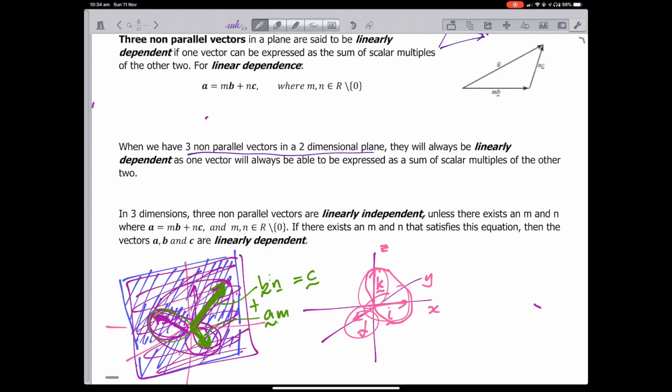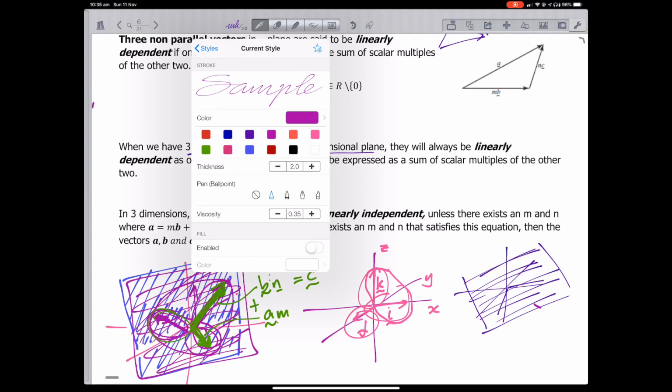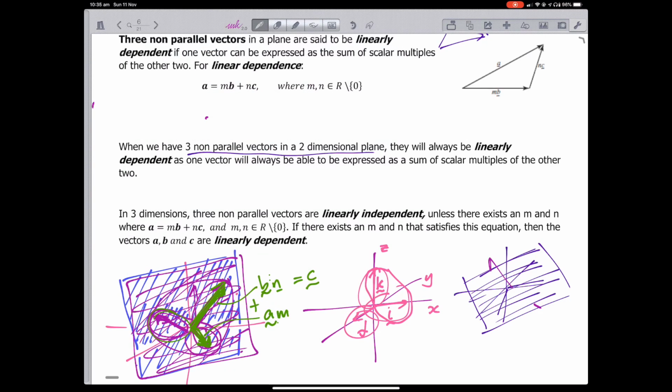Because 2 vectors in a 3-dimensional space can only span, like if I put one here and one here, the piece of paper that lies on both of them. And if you've got another vector which shoots off in a different direction, which doesn't lie in that plane, then I can't use these 2 vectors to make this third one.